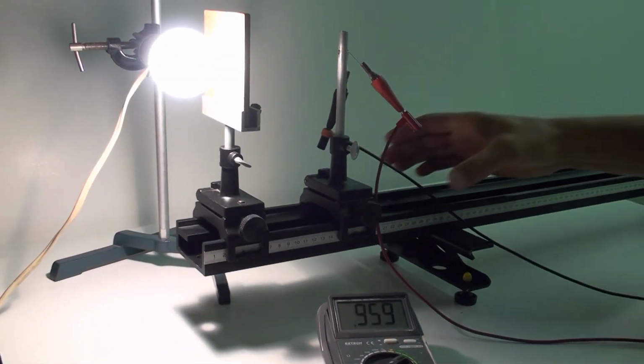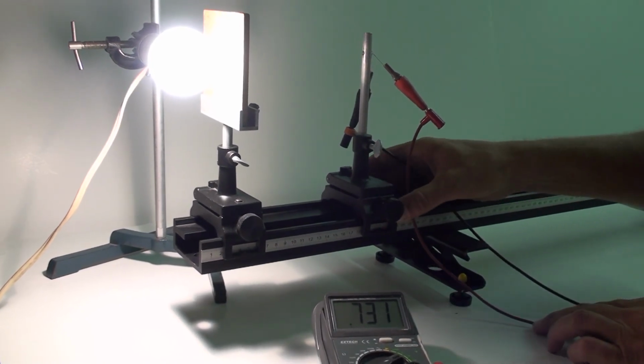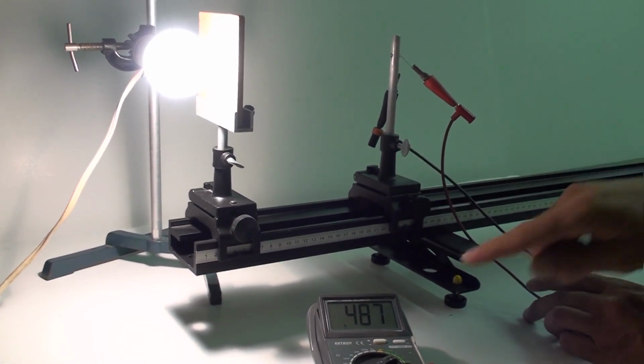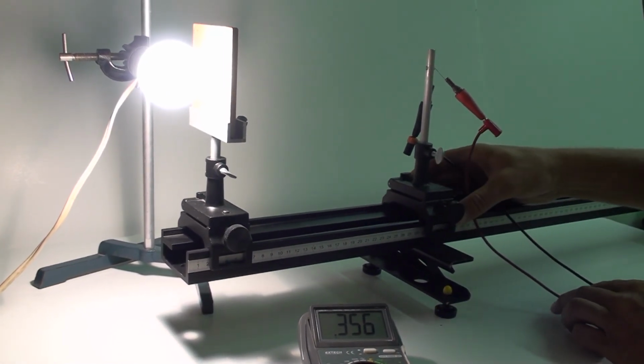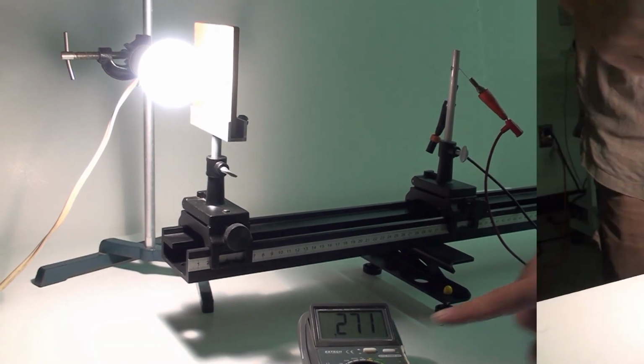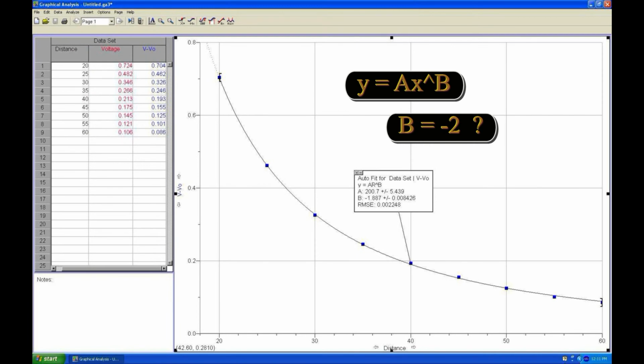Now read the intensity, i.e. voltage, at distances of 20, 25, 30, etc. centimeters. Cover the aperture hole and take a reading of the background intensity to be subtracted from all other readings. A plot of intensity versus distance shows the inverse square law. Fit the curve a times x raised to the b power and determine the parameter b. We expect a value of b close to -2.